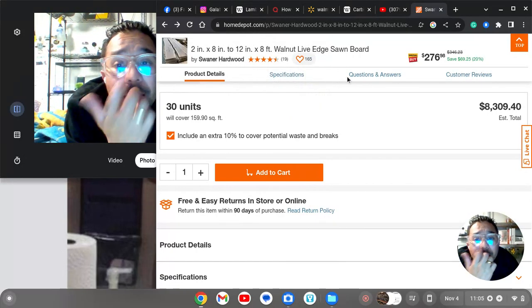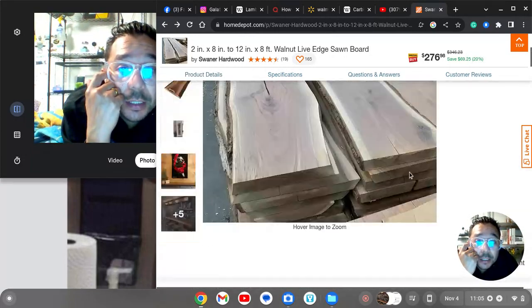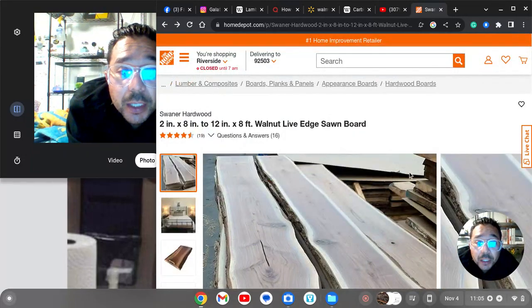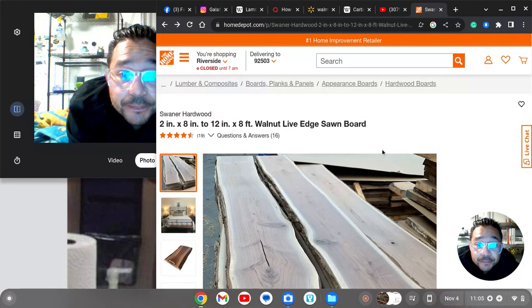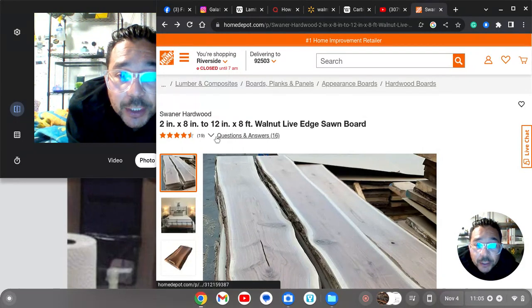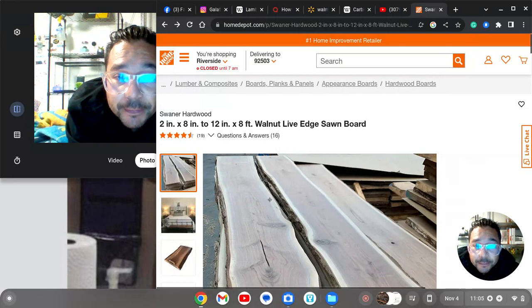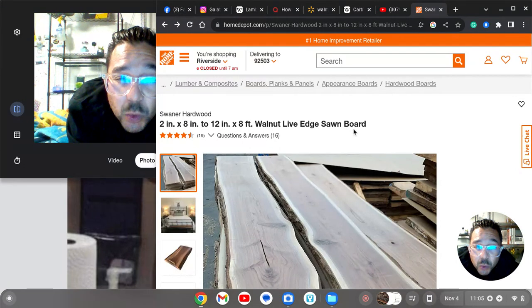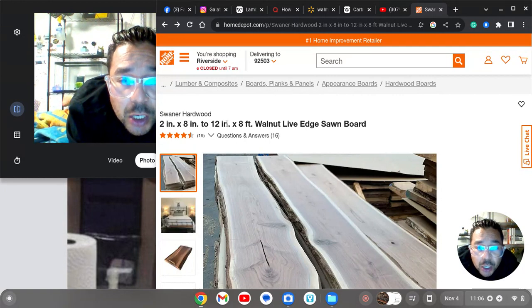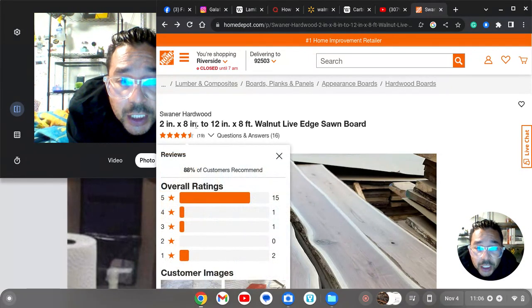So I'm looking at this website, HomeDepot.com, and I'm looking at this wood here, walnut live edge board. It's a 2-inch by 8-inch, anywhere from 8-inch to 12-inch, 8 feet.